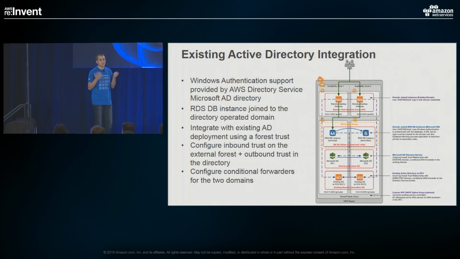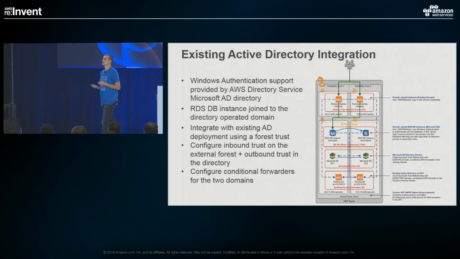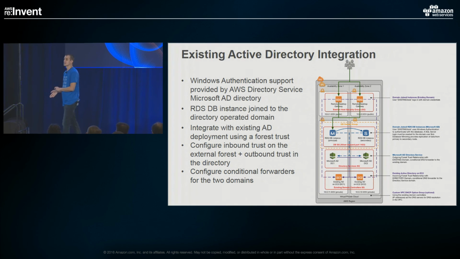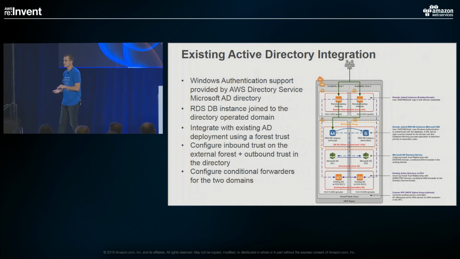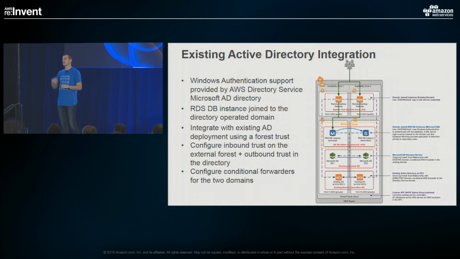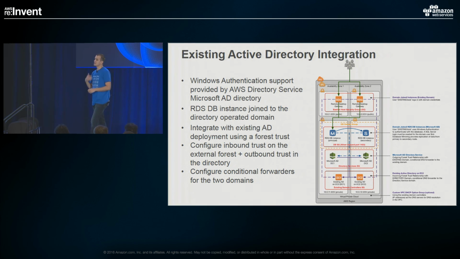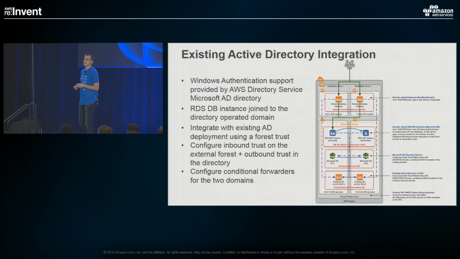what such customers do is they establish a forest trust between their existing Active Directory and the directory service provided by AWS. This will allow users in your existing Active Directory, from servers or computers that are joined to that domain, to connect to your RDS database instance with their credentials and leverage Windows authentication to access resources on the SQL Server.